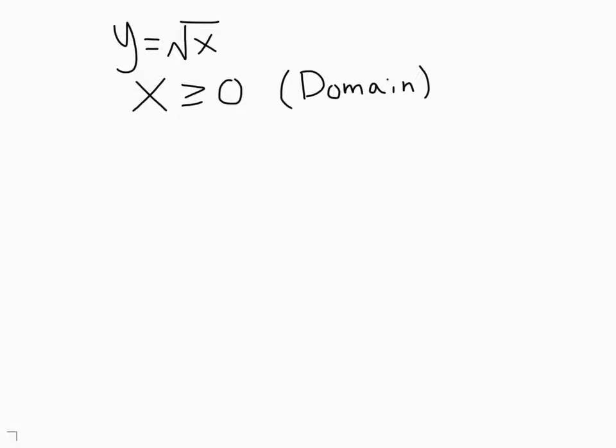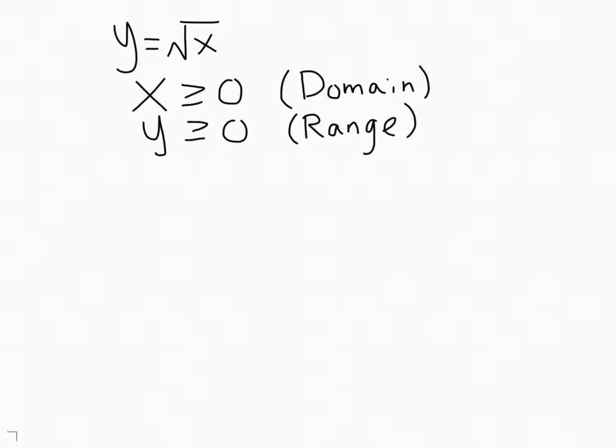How about the range? If x is greater than or equal to 0, your y would have to be greater than or equal to 0 as well. So that's our range. So for the parent function of a radical expression, remember you have to set your x to be greater than or equal to 0. Next, how do we graph it?